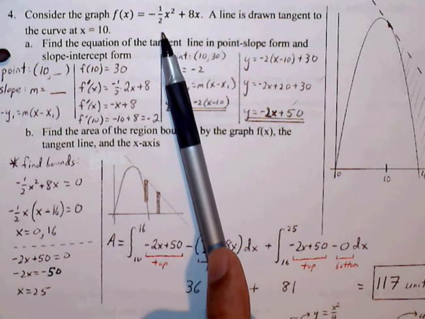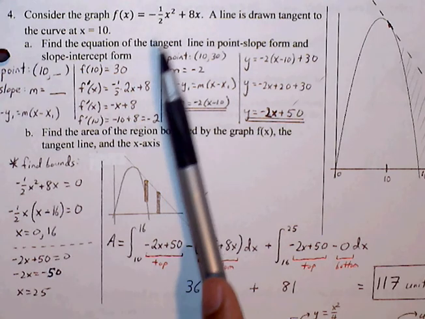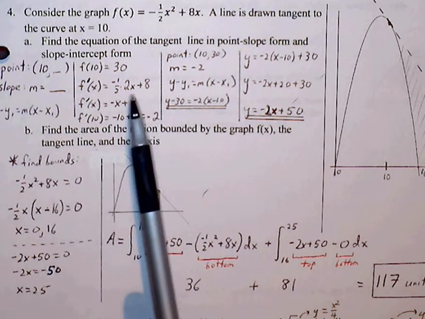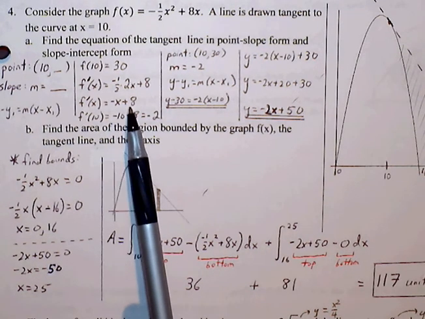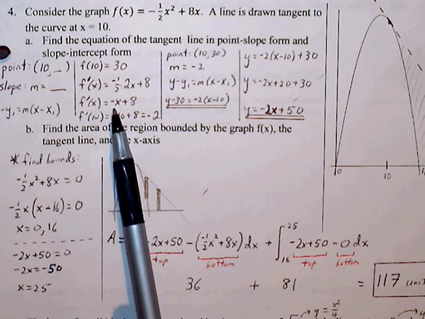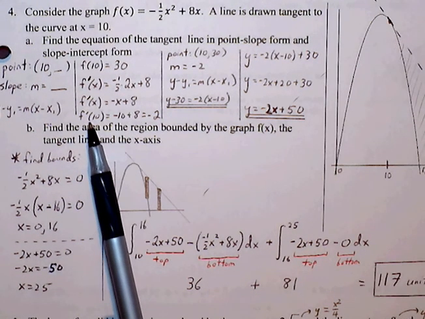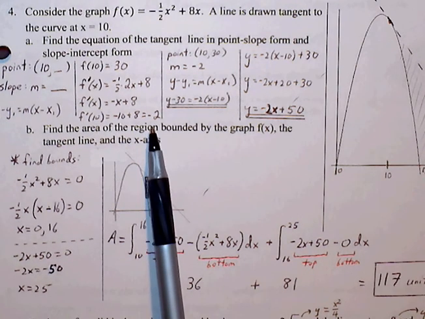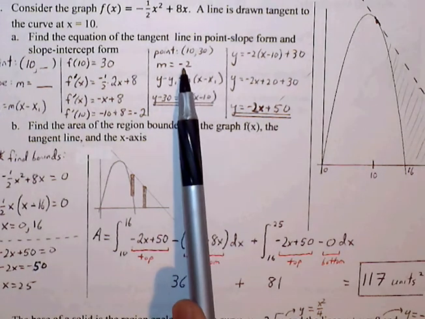Negative 1/2 x squared becomes negative x once we bring down that 2, going through the power rule. And then the 8x becomes 8. So this simplifies to negative x plus 8. This is our derivative for our curve, and therefore this is the slope finding formula for our curve. Then I can plug 10 into the derivative, and that gets me negative 10 plus 8, which is negative 2. So our ordered pair is 10, 30. Our slope is negative 2.